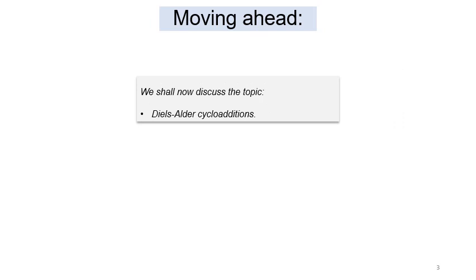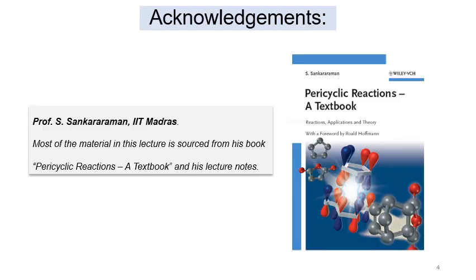Today we are going to discuss a very important aspect of cycloadditions, that is the 4pi plus 2pi Diels Alder cycloadditions. As always, most of the material in this particular lecture has been sourced from Professor Shankar Raman's Pericyclic Reactions textbook and his lecture notes.